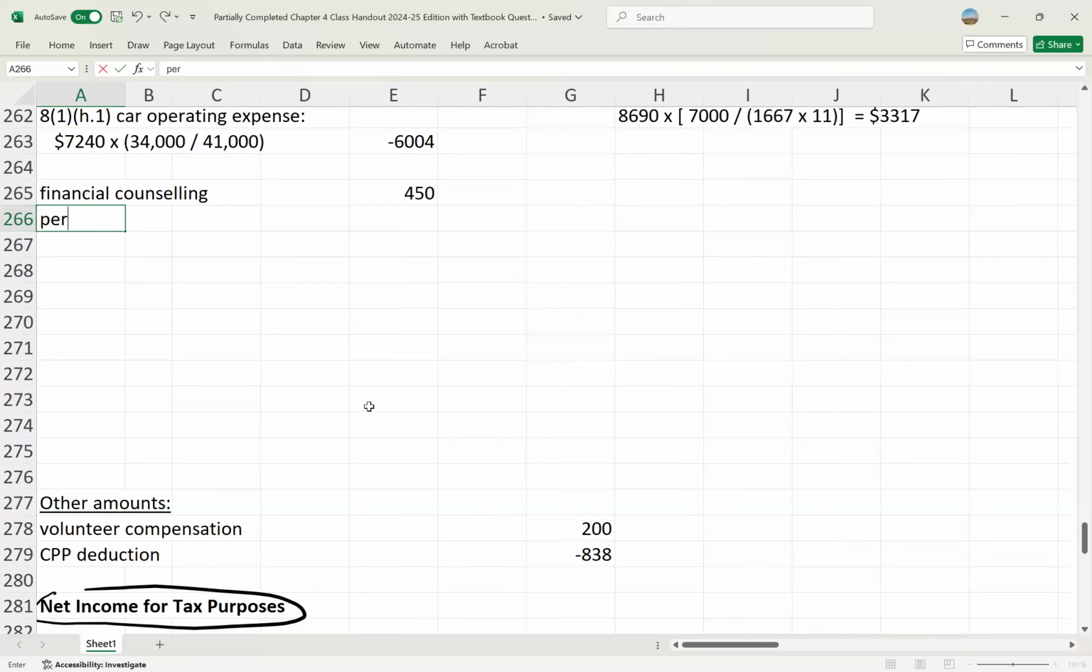So, performance related award, the full amount, 5,620, is included in her employment income.